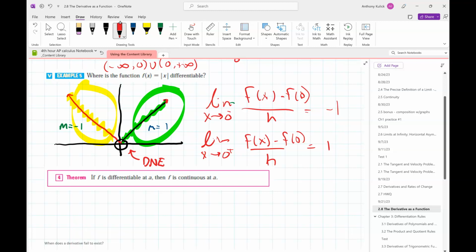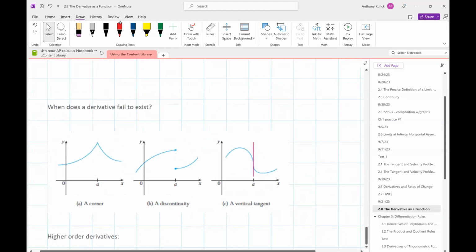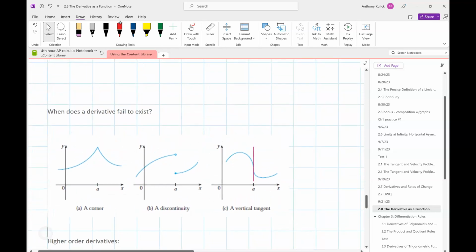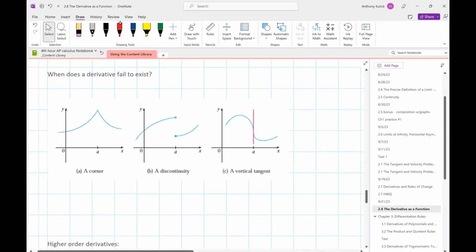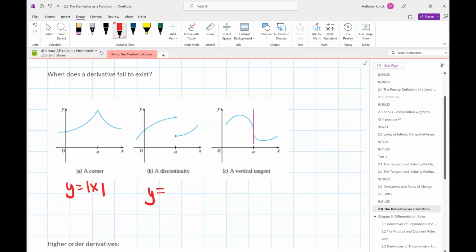Okay. So here's the big picture, putting this together. We've seen that derivatives fail to exist when we have a corner, like the absolute value of x. We've seen that it fails to exist if we have a discontinuity or don't have full continuity, like the square root of x. The other place where a derivative can fail to exist is if we have a vertical tangent.